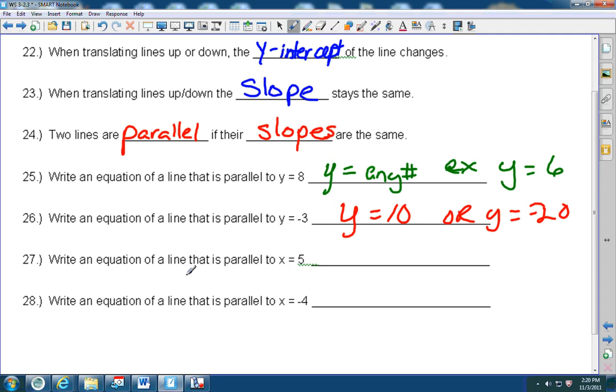The next one, write an equation of a line that's parallel to x equals 5. You could do x equals negative 6. It's going to be x equals any number. Another one, x equals 7.